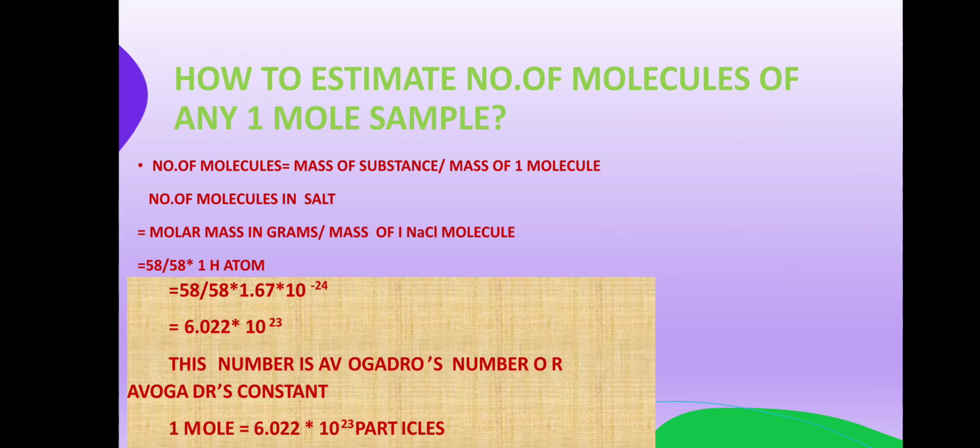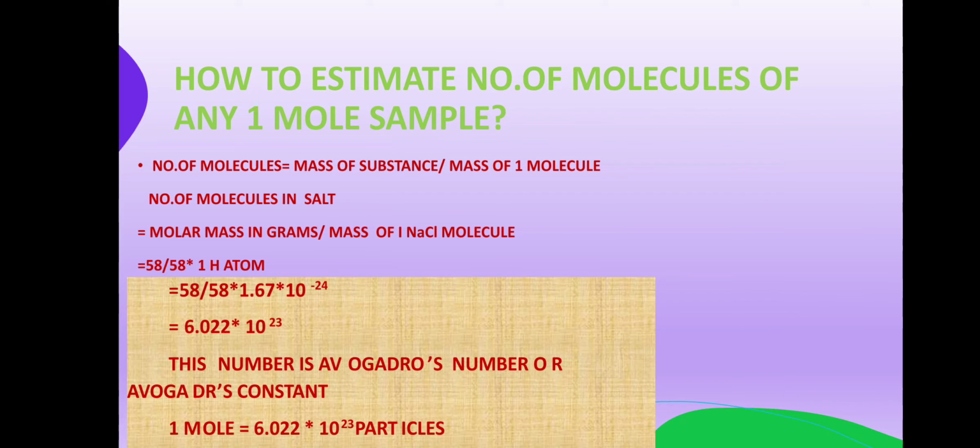But this 58 is relative molecular mass. That means it is 58 times heavier than one hydrogen atom. So, we need to multiply the mass of one hydrogen atom with this value. That means we will get 58 divided by 58 into mass of one hydrogen atom. That is equal to 58 divided by 58 into, what is the mass of one hydrogen atom? Mass of one hydrogen atom, that is 1.67 into 10 raised to minus 24. We will get the value 6.022 into 10 raised to 23.